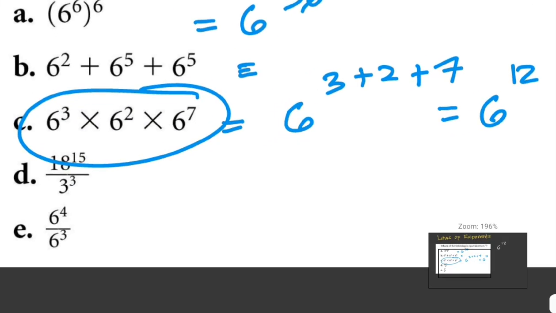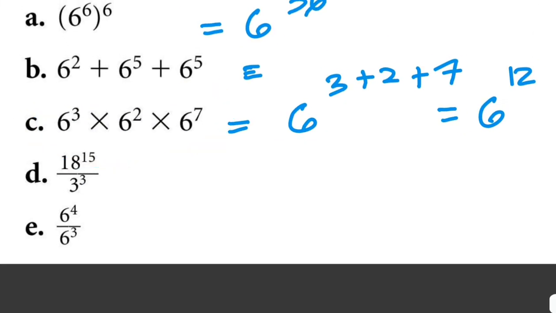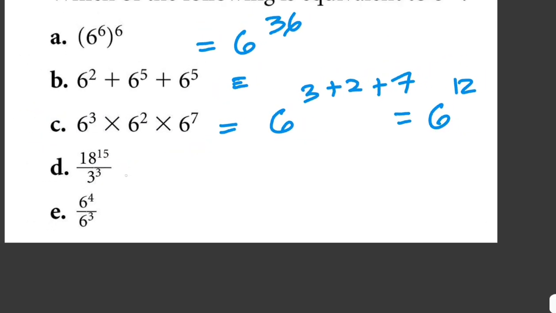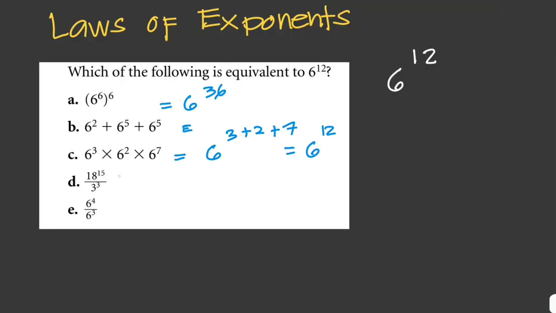Let's take a look at letter D. Letter D is 18 to the 15 over 3 cubed. So in this case, we cannot directly apply the law of exponent division rule, where we just subtract the exponents, because they don't have the same base. So we have to rewrite 18 as a term with a base 3.